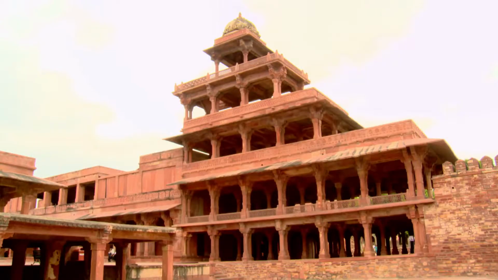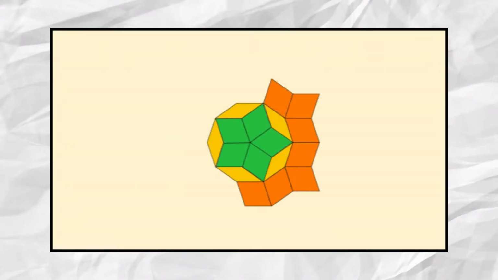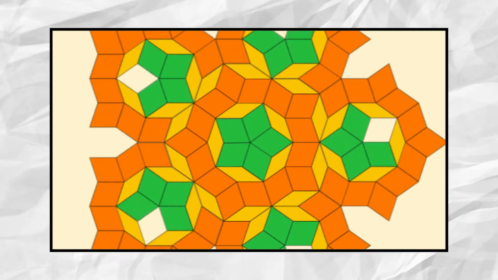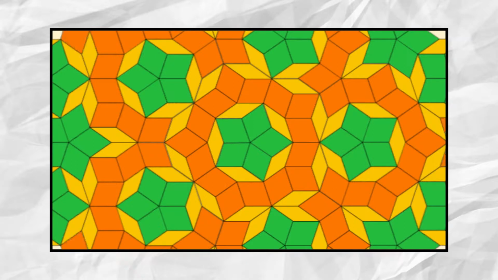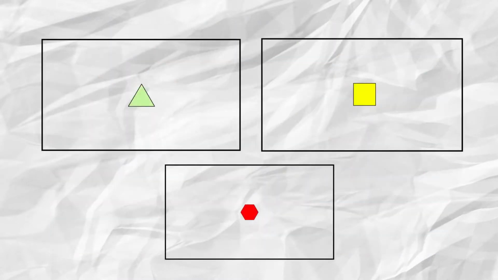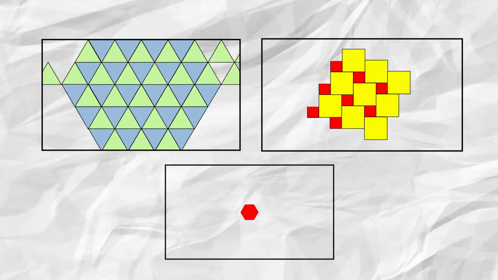A tessellation or tiling is when we cover a surface with a pattern of flat shapes so that there are no overlaps or gaps. These should have the ability to stretch on to infinity. Now, you can create tilings by repeating one shape like a triangle, a square, or a hexagon. These are called regular tilings.